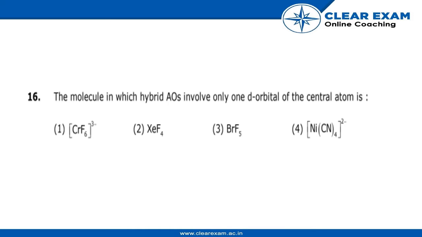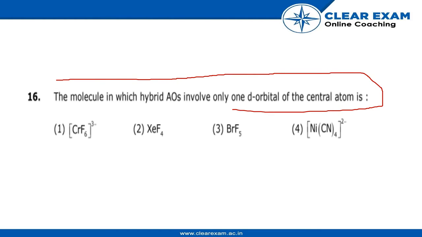So hello guys, today we'll be doing this question number 16. The question is: the molecule in which hybridization involves only one d orbital of the central atom is. Is it this element? Is it this element? Is it this element? Or is it this element?